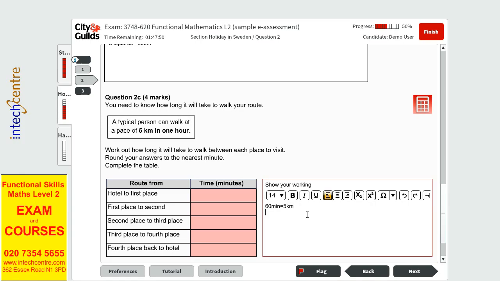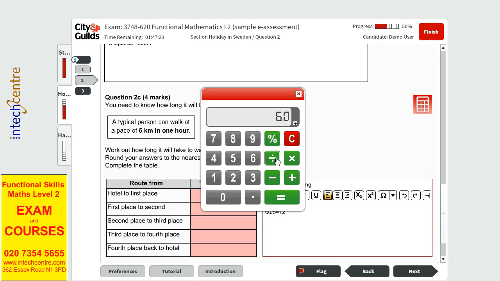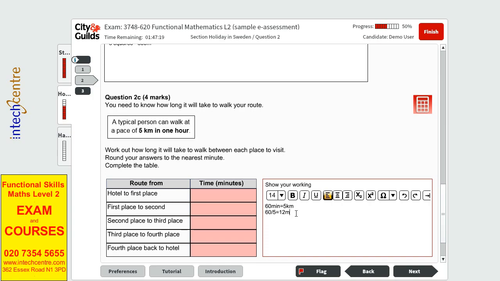cover this distance. So I will start by dividing 60 by 5 to find out how long it will take per kilometer to travel. So how many minutes will it take per kilometer? So the divided amount of time by the 5 kilometers distance that can be walked in an hour, and we will get 12. Make sure you use the calculator to avoid any mistakes. So we have 12 minutes per kilometer.